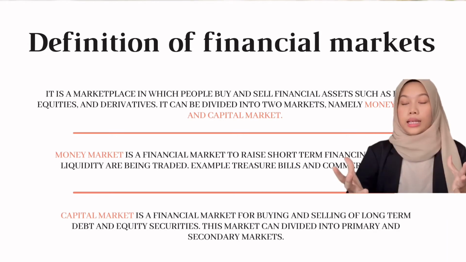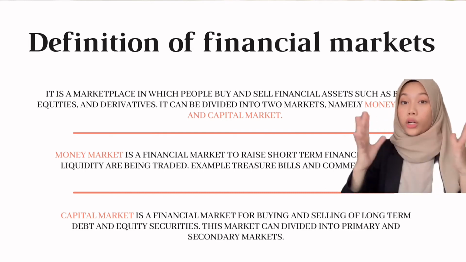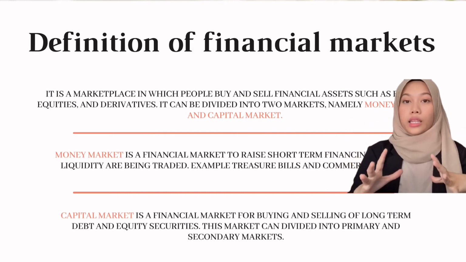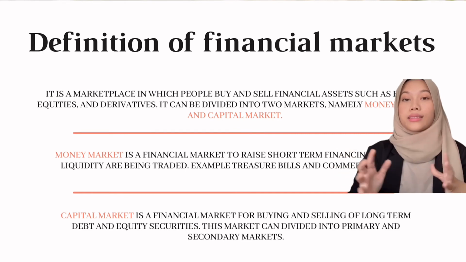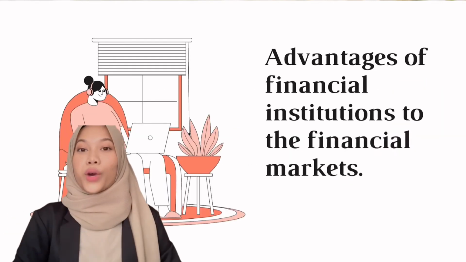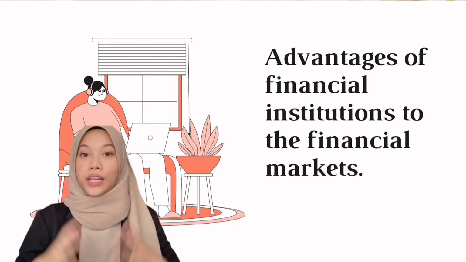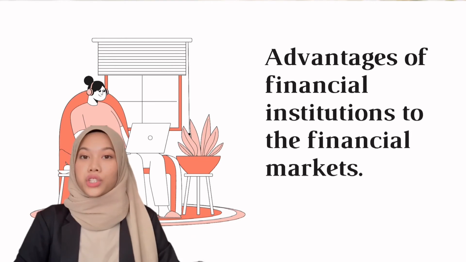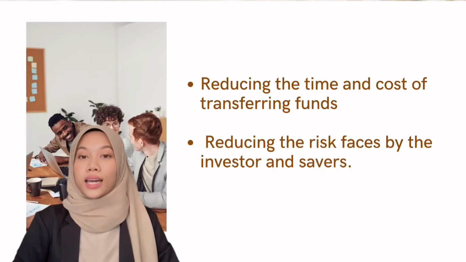Capital market is a financial market for buying and selling of long-term debt and equity securities. This market can be divided into primary and secondary markets. Lastly, in chapter 1 are the advantages of financial institutions to the financial market. The advantages are reducing the time and cost of transferring funds and reducing the risk faced by the investors and savers.